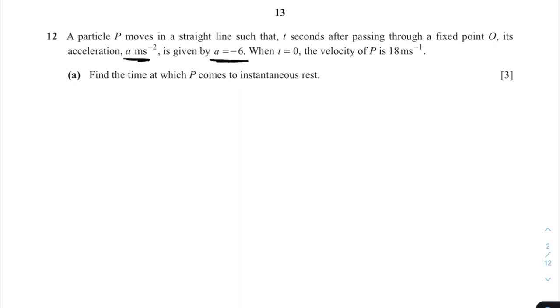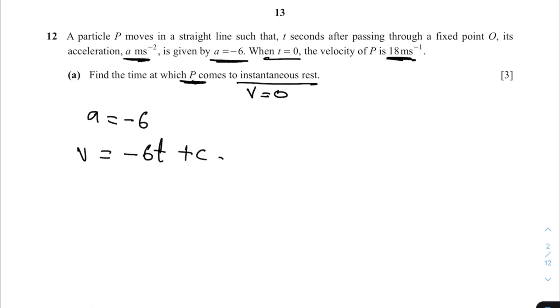So that's a. Now when t is 0, the velocity is 18. We should look for the time at which the particle P comes to instantaneous rest. You know, that is when velocity equals 0. So that means we need to find the velocity in order to equate it to 0. Acceleration is negative 6. If I integrate acceleration, I get velocity. So that becomes negative 6t plus c.